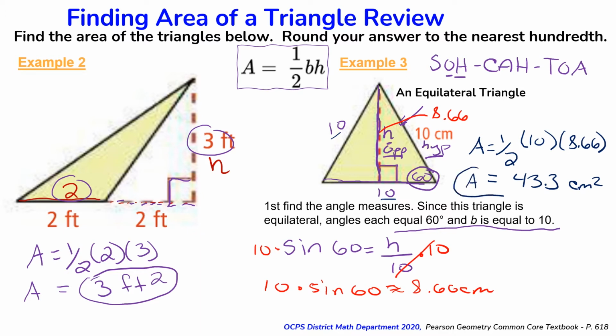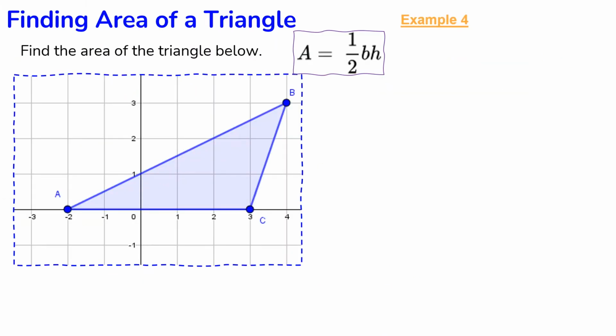Alright, so remember if you're trying to find the side of a triangle, if you have an angle and one side, you can always use trig to find that other side. Alright, so now we have an example here of finding the area of a triangle on a coordinate grid.